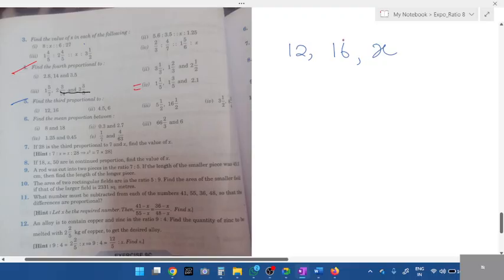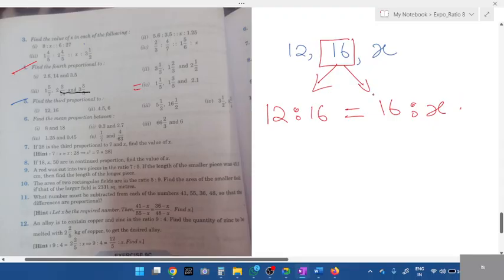Here, the concept is this: the middle term, which is the middle value here, 16, should be split twice. You should write it twice. That is the concept. Look, 12 is to 16 should be equal to 16 is to x. Any doubts in this?